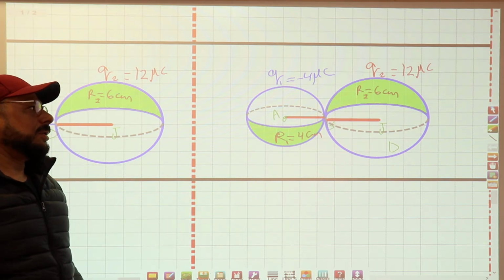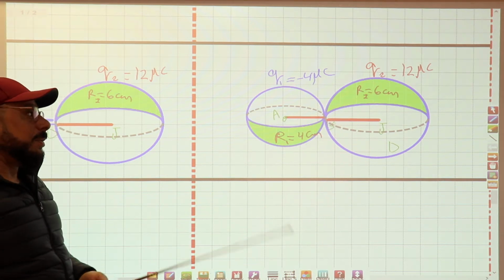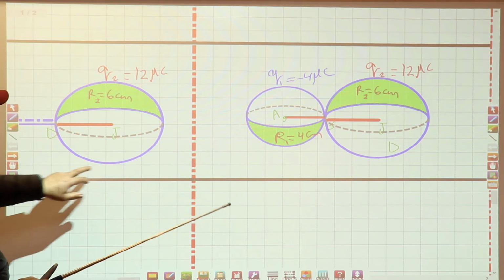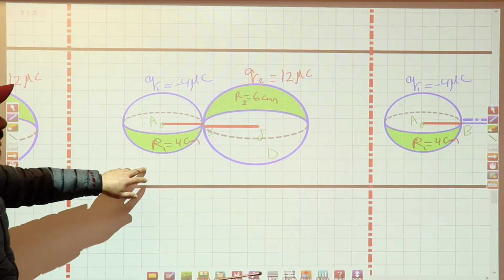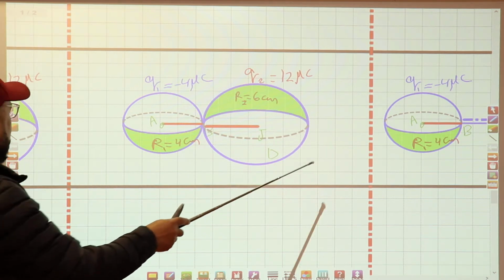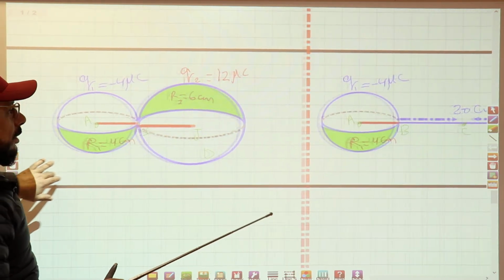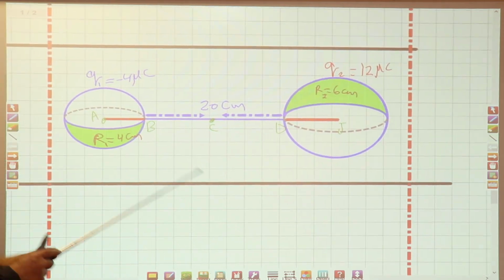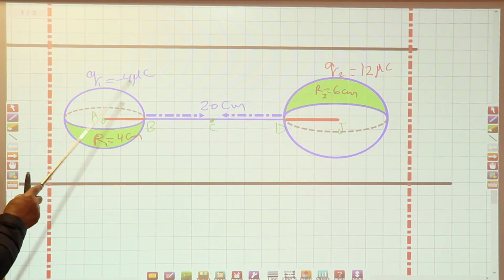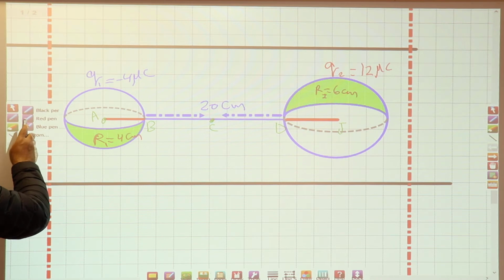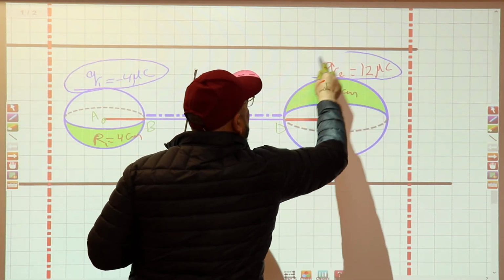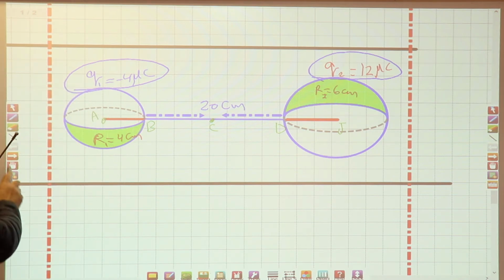What's going to happen? Let us see. Then he brought them back to the same distance. Now, you're going to come, you will see your two spheres at the same distance. But what's going to happen with these two charges? This is the question. Do you still have the same charge here and the same charge here? Let us solve this problem.